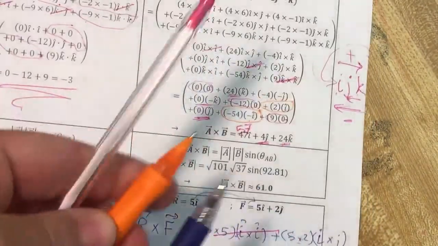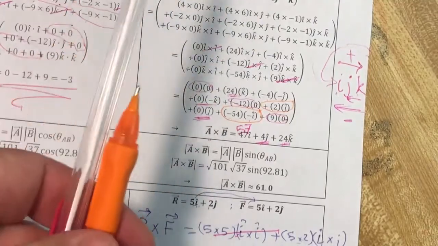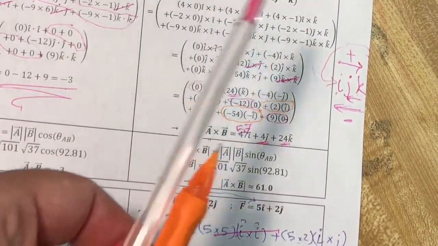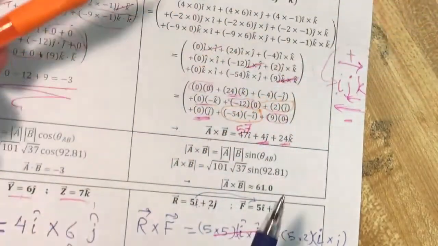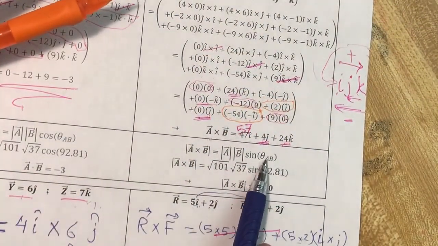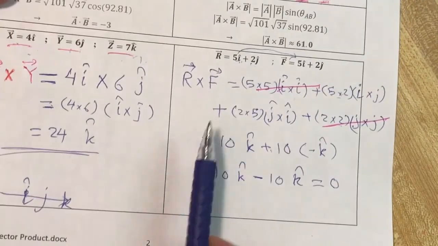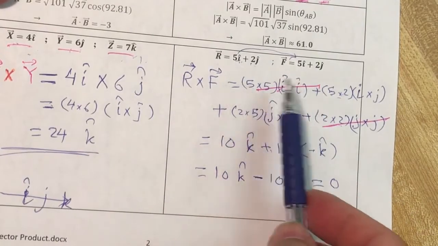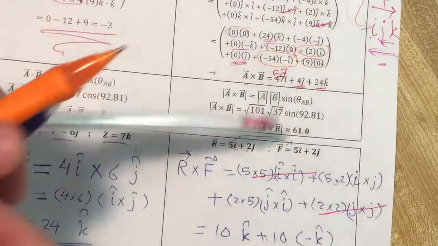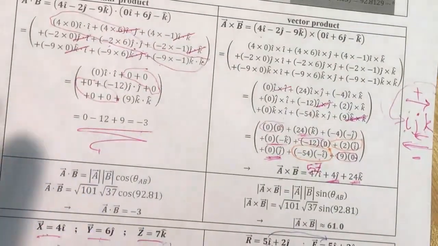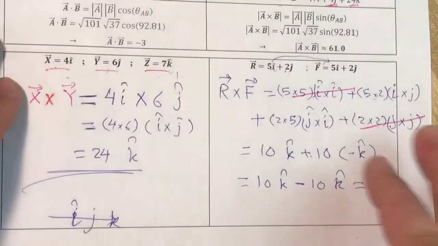If I look at this relation, if they are parallel, the angle between them is 0, and sine 0 is 0, so the cross product between them is 0. Do it by yourself, use any two vectors and find the angle between them. We will do it in the class inshallah.